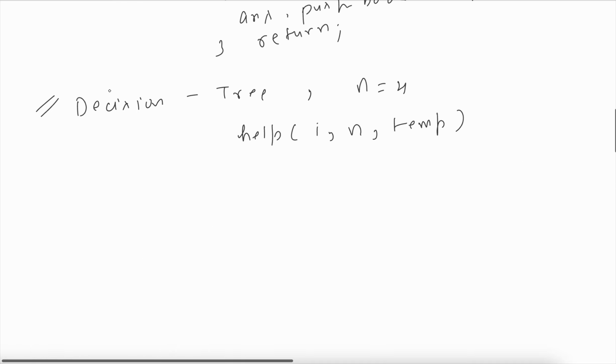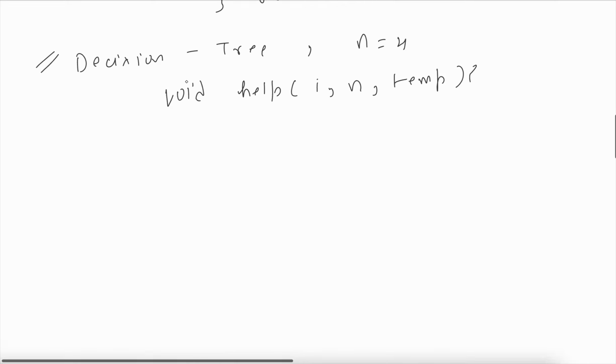So this is void, and you can change the position of the parameters. This is int n, this is int i, this is a vector of string. Let's implement it. So first we will write our base case. If I equal to n, then write the base case: push the answer.